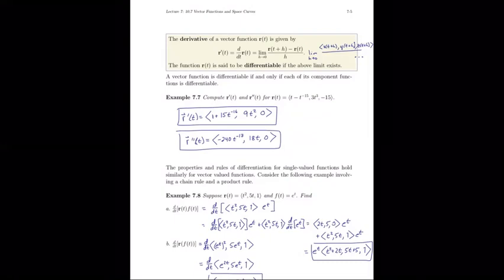You're just doing it in each of the 3 components. Compute r prime and r double prime. Not a very difficult problem, especially given that we can easily find the derivative of these functions. R prime turns out to be the first line. Pretty straightforward power rule for all 3 of these components. Leaves us with this, and then take a derivative of the first derivative to get the second derivative, and those are the 3 components of the second derivatives vector.